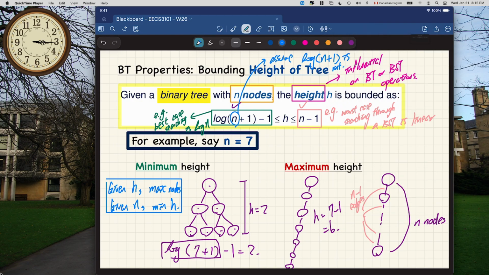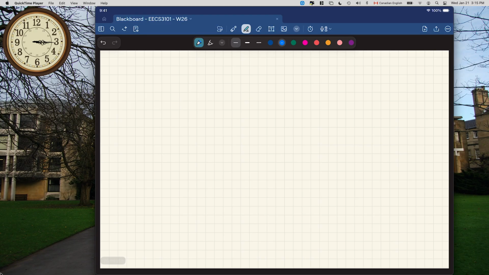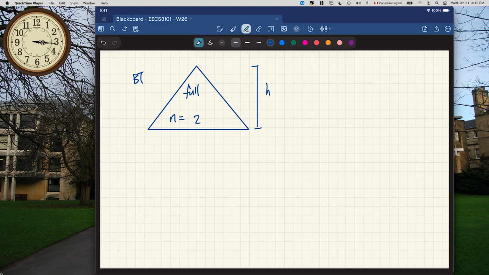Okay, let's now derive the formula very quickly. Very easy. Here we are saying that we have this particular binary tree, and the tree is completely full. So we get the maximum number of nodes, and at the same time the minimum height. So here the height is h. And we know from before that n will be 2 to the h plus 1 minus 1. Maximum. That's what we know from before.